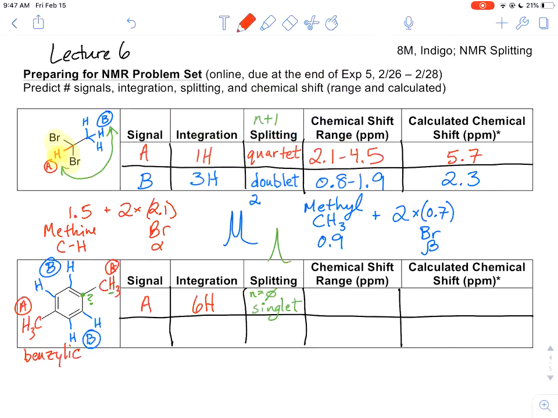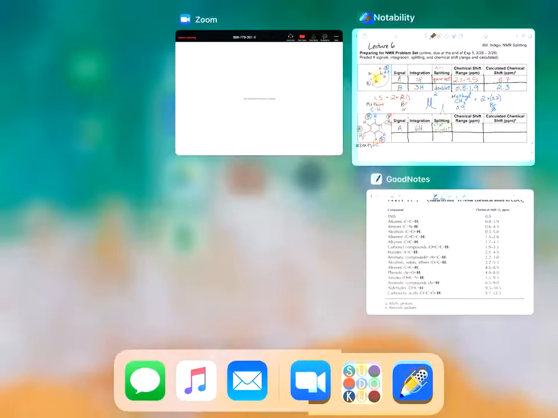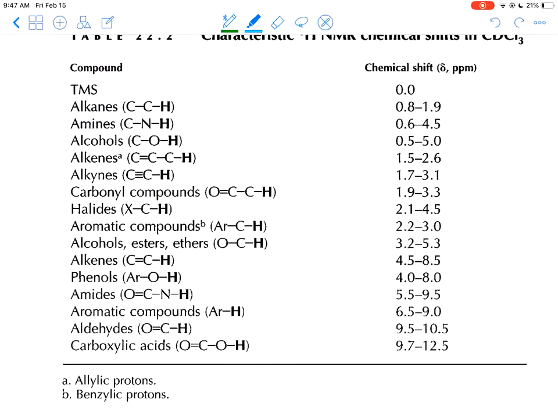Remember that A is going to be in the aromatic region, but they are benzylic type of protons. So let's find that. We have 2 aromatic regions. We're going to go for the lower one. It's going to be 2.2 to 3, so you can see this little superscript there that we're dealing with benzylic protons. That means it's the hydrogen connected to a carbon that's connected to the aromatic ring.